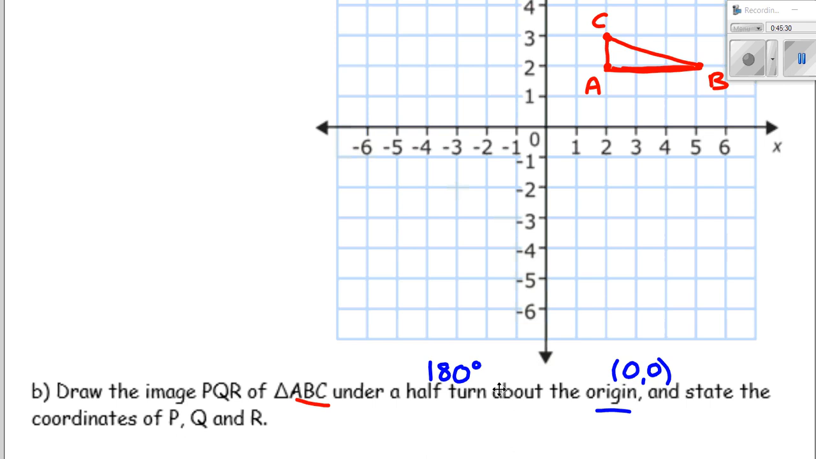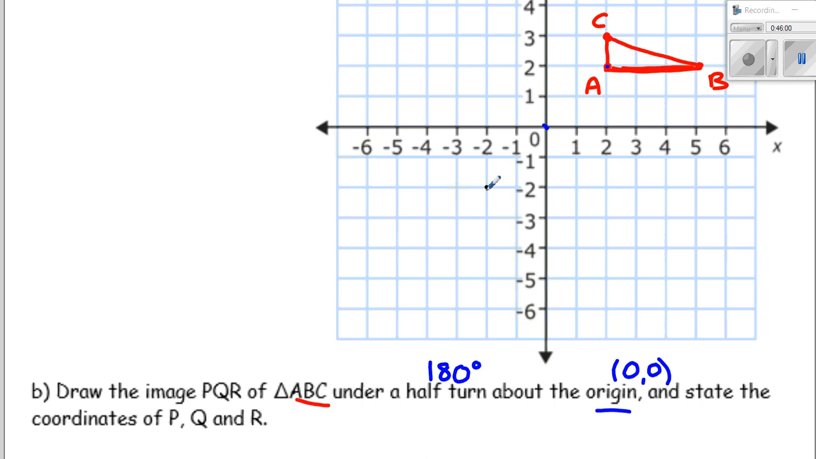So we're not going to call the triangle A dash, B dash, C dash, just because the question asked us to call it P, Q, R. So about the origin, so our lovely little center of rotation. Might help to just mark it in. That's our center of rotation. Start with A. If I did a line through there, went equidistant, where is it going to end up? It's going to end up here.